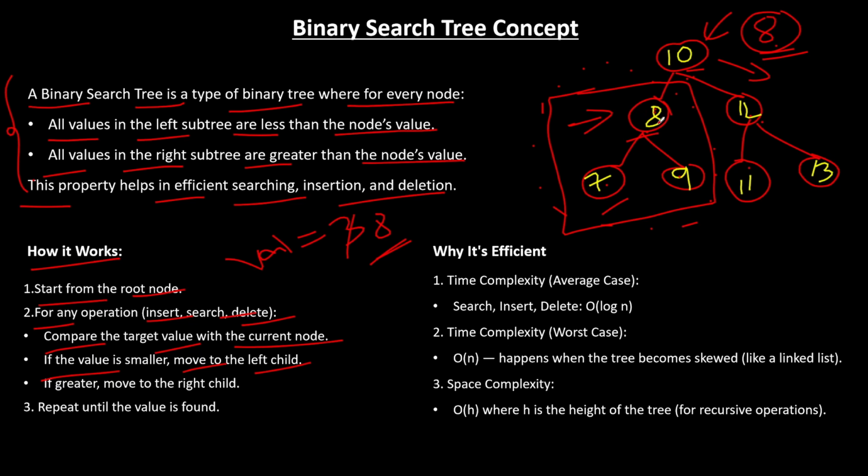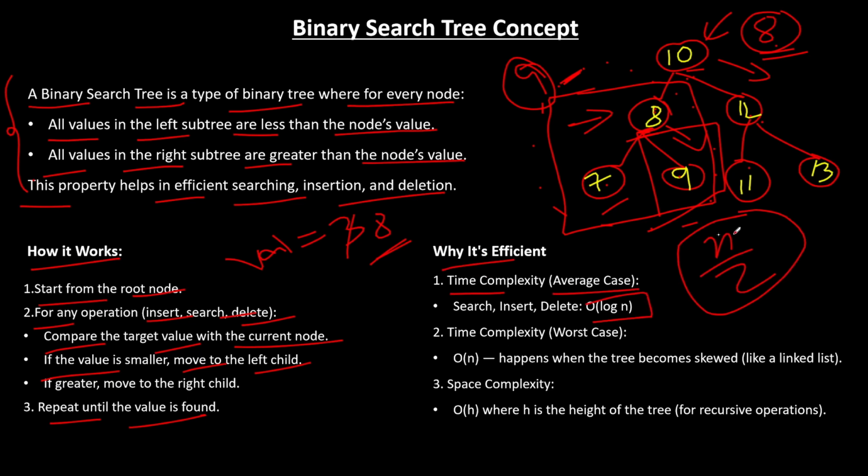Even if the 8 was not present there, suppose it was 9 to be searched. Here you would have checked that since this is 8 and the given value is 9, you would move to the right subtree, excluding the left subtree traversal, and move only to the right part. And we repeat until the value is found. So this way the efficiency is much higher. The time complexity in the average case comes out to be log n because we are basically dividing n by 2 in every iteration.